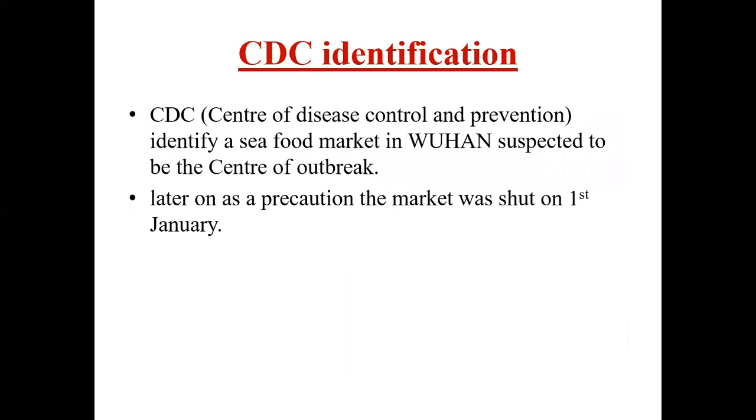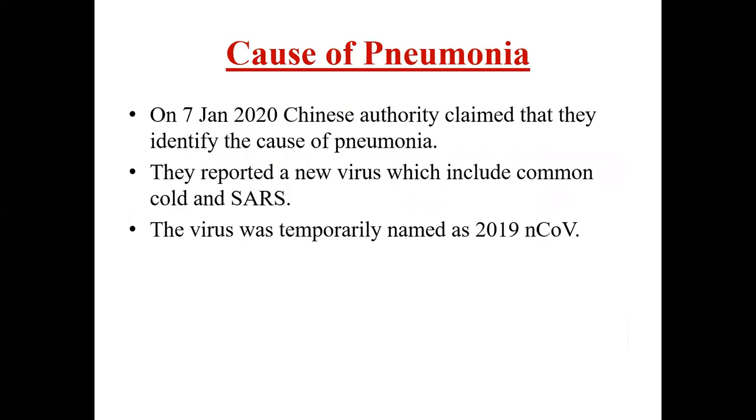The Centers for Disease Control and Prevention identified a seafood market in Wuhan suspected to be a center of the outbreak, as all the infected cases shared the same history of visiting that seafood market. So the market was shut on 1st January. On 7 January 2020, Chinese authorities claimed that they had identified the cause of the pneumonia.